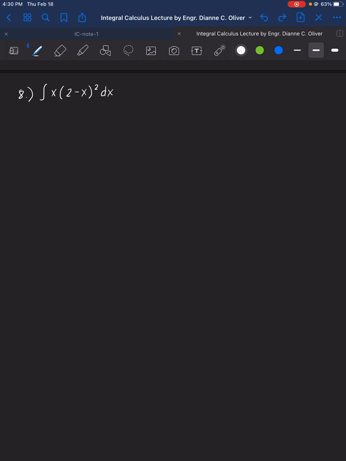So the expanded form is x times (4 minus 4x plus x squared). If we expand that, then we can distribute the x and the integral sign also. So this is integral of 4x dx minus integral of 4x squared dx plus integral of x raised to 3 dx.